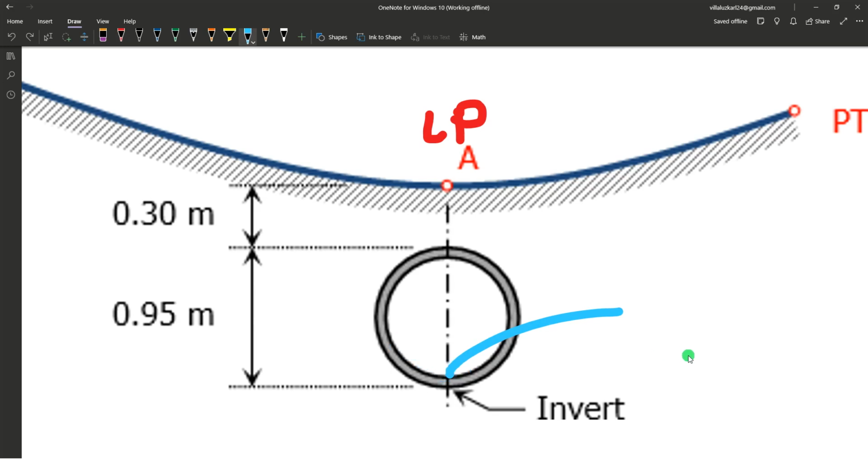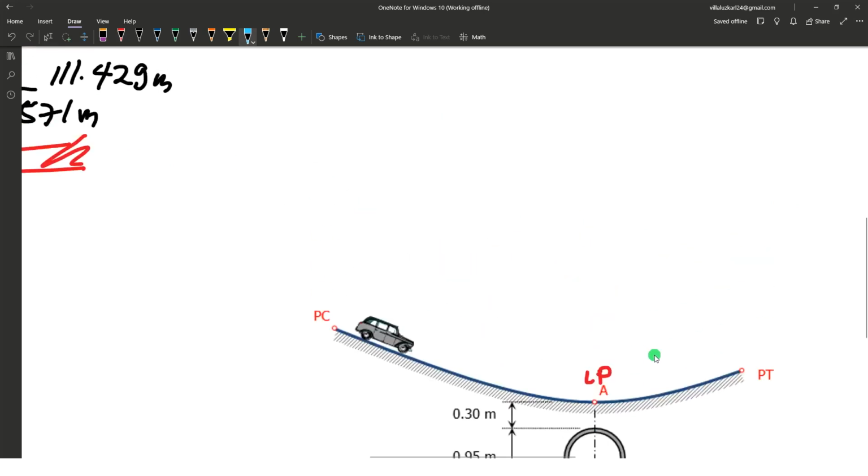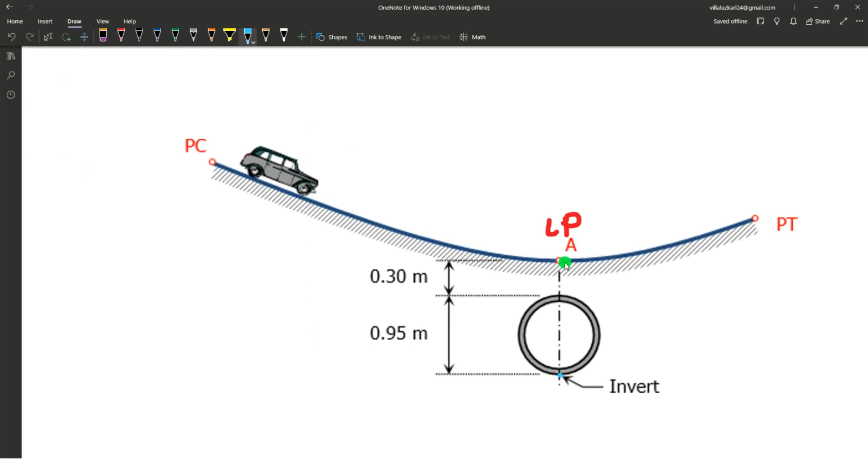So let's determine the elevation at this point, the invert elevation of the culvert. Of course, this is the lowest point. So what we need to do is determine the elevation at the lowest point and subtract the depth 0.3 and the outside diameter of 0.95. Okay, so let's solve.